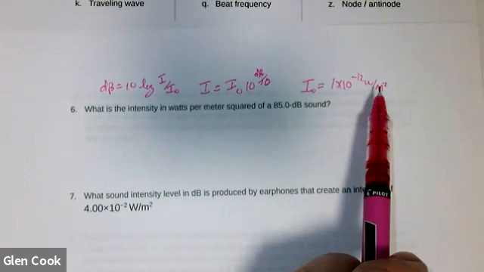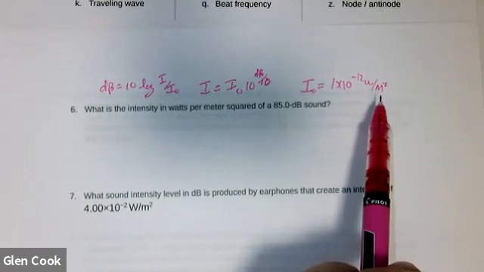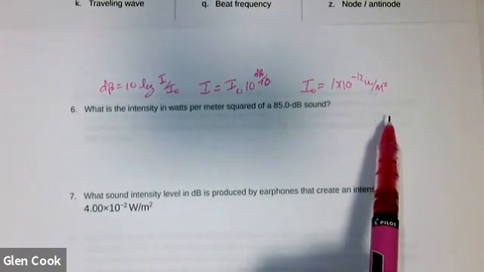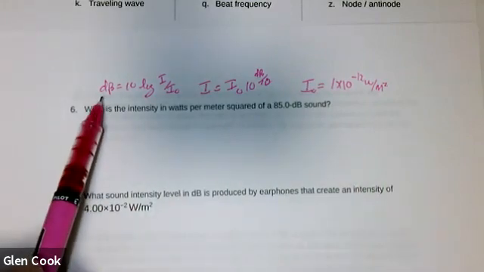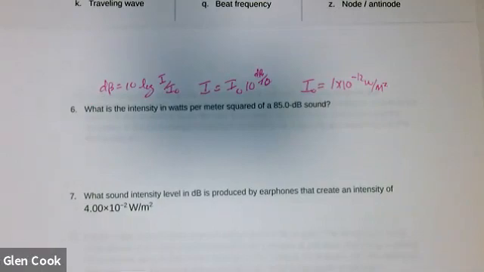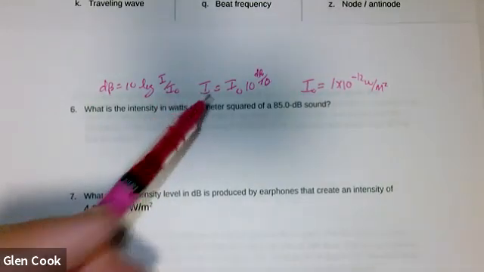Now, intensity, if you look at the unit, it's watts per square meter. Watts is the unit of power, and so it is the power of sound spread out over a space. If I write it as dB, I refer to that as the intensity level. If I write it as I, that is the intensity.